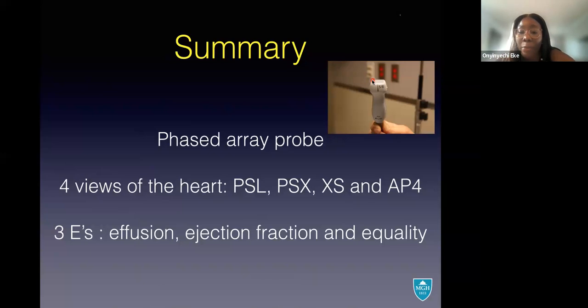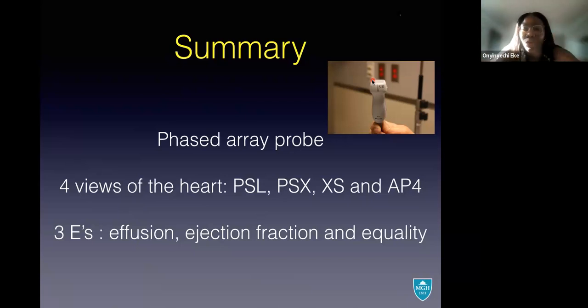We also spoke about the apical 4 chamber view. So in men, we're going inferior and lateral to the nipple. In women, we're going in that inframammary crease. Probe marker is going to point towards the patient's right. It's a good view to look at equality when we're comparing the size of the right ventricle to the left ventricle.